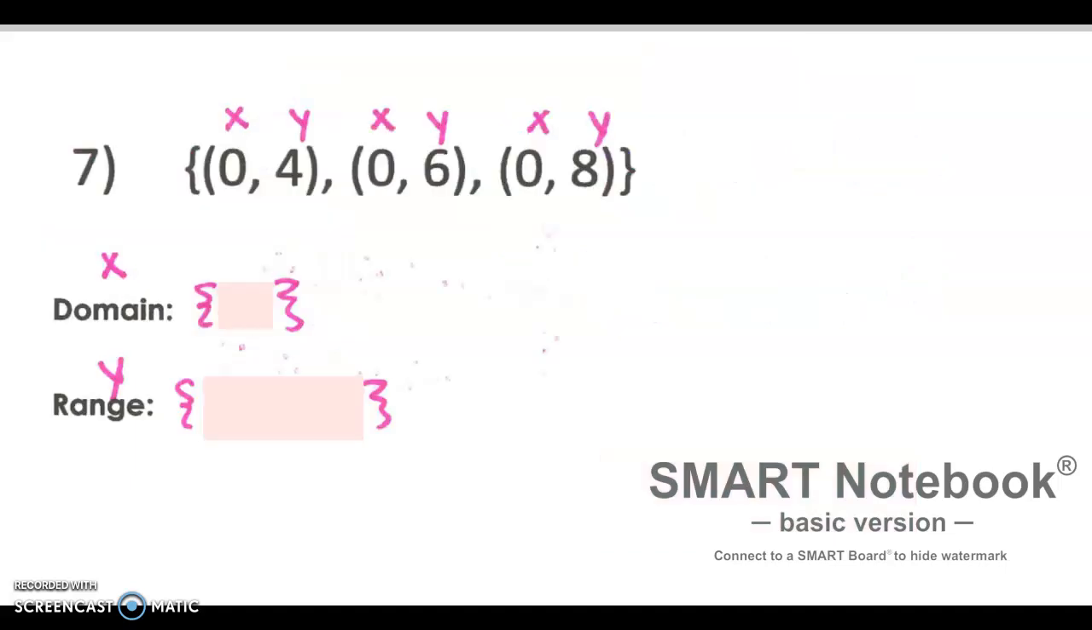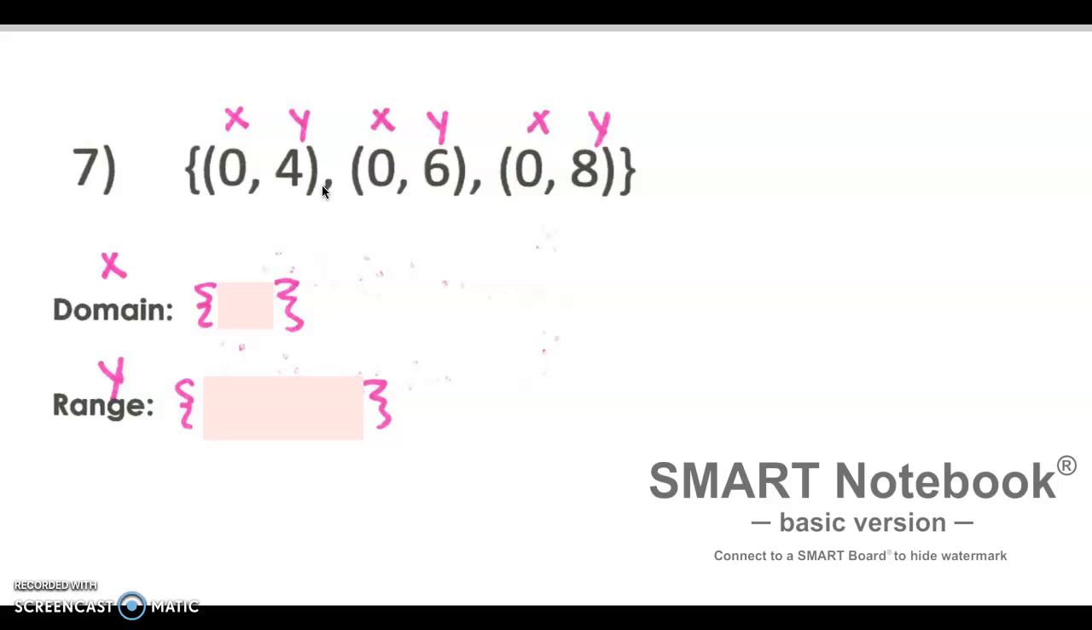All right, number 7, we just have a set of ordered pairs. This is also an example of a discrete function. These points here, they are just points, they are not connected. So remember when you have an ordered pair, the first number is your x coordinate, the second value in parentheses is your y coordinate. So domain is all of your possible inputs, all of your possible x values.